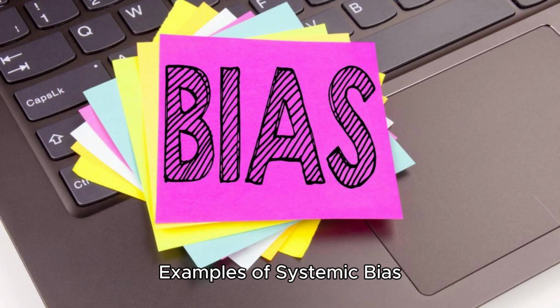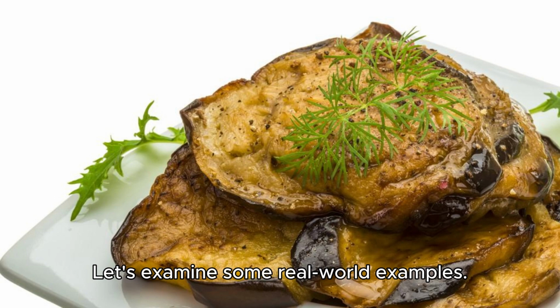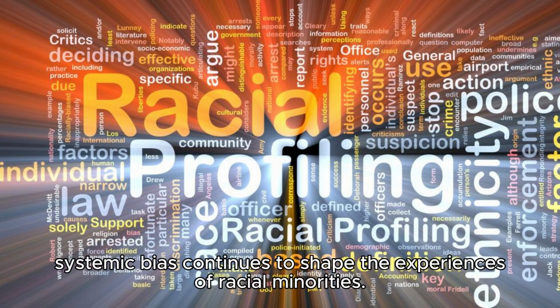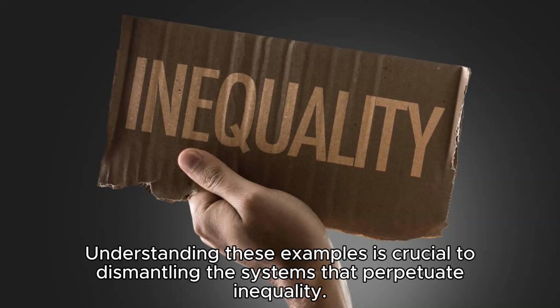Examples of systemic bias. Let's examine some real-world examples. From racial profiling in law enforcement to disparities in healthcare access and outcomes, systemic bias continues to shape the experiences of racial minorities. Understanding these examples is crucial to dismantling the systems that perpetuate inequality.